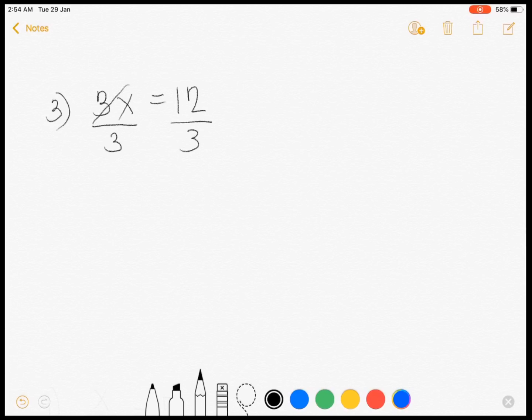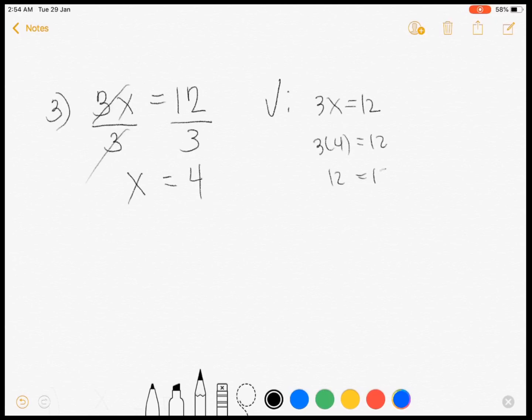So therefore, sa left side, cancel na si 3. So therefore, x na lang siya. And then sa right side, 12 divided by 3, which is 4. Therefore, our final answer is 4. Now to check, we have 3x is equal to 12. Then substitute 4, we have 3 times 4 is equal to 12.